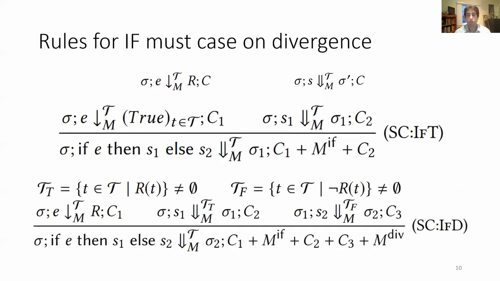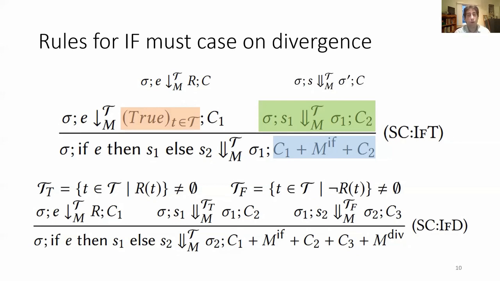As an example, I'll show the rules for if statements. There are 3 rules. 2 are on this slide, and 1 is very similar. If the expression evaluates to true for all threads, then we only execute S1, and we add up the cost of evaluating the expression with the cost of evaluating the statement, plus the cost of an if statement, which we get from the resource metric M. That's just a constant cost of executing any if statement.